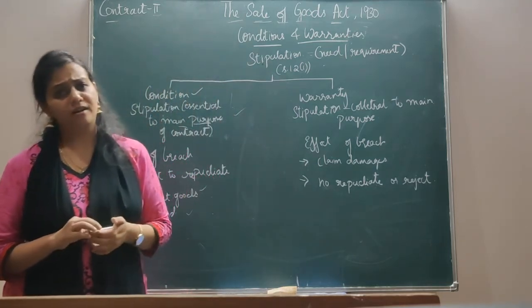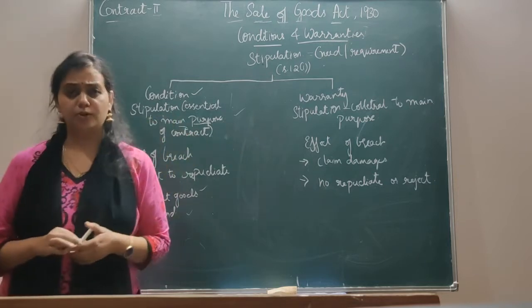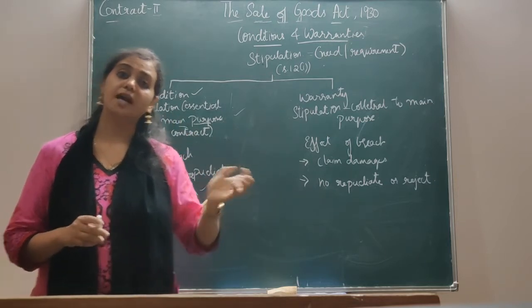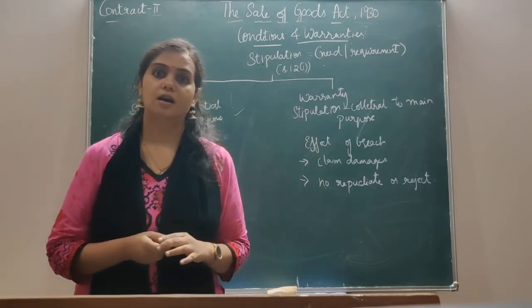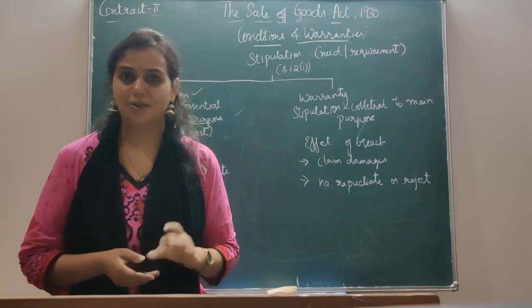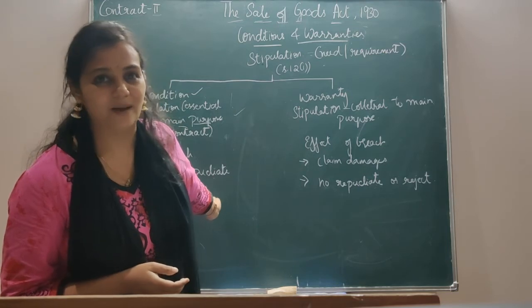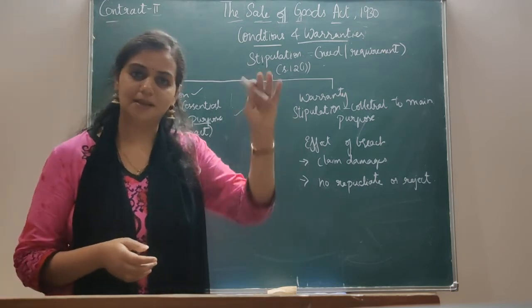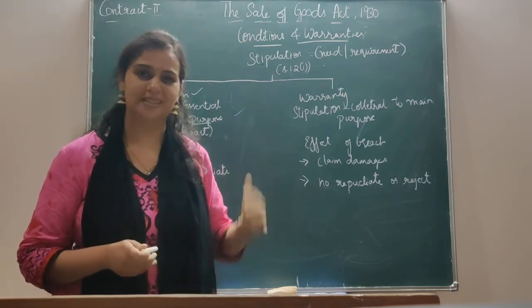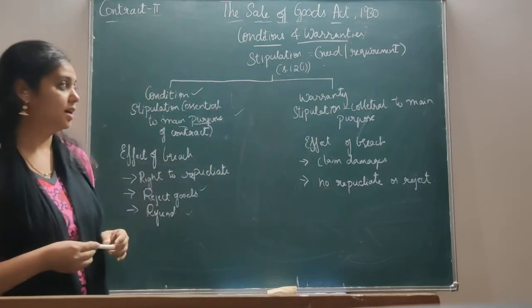You are buying it for the camera. You want the best camera, and it has certain additional features which are really good. Those are not your main purpose now. The main purpose, you bought it for the camera. Those other things become the collateral purpose. That is a secondary purpose.